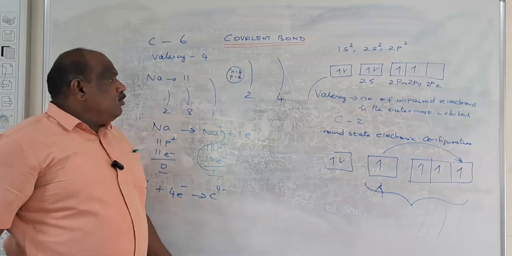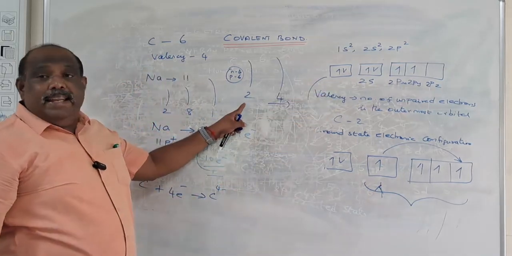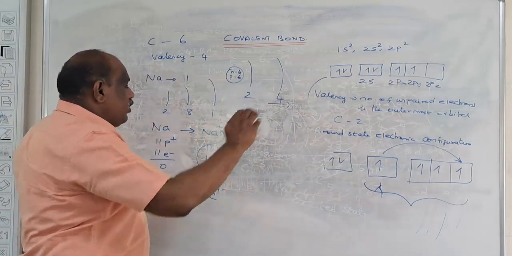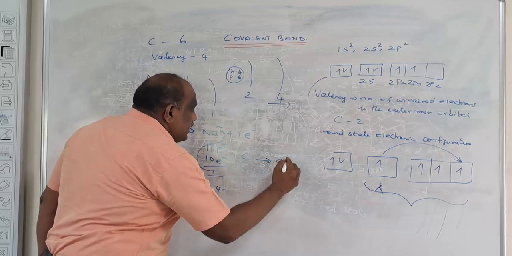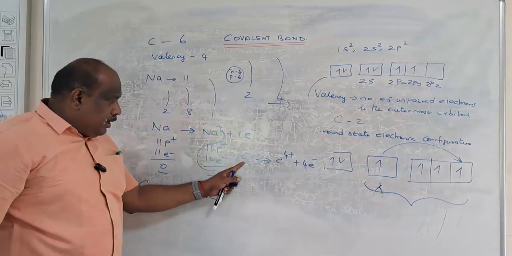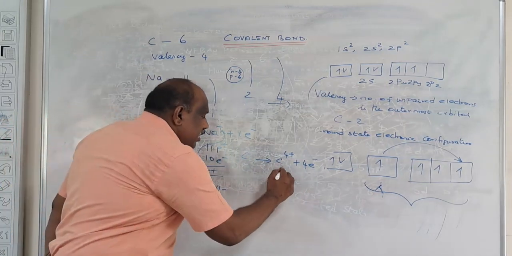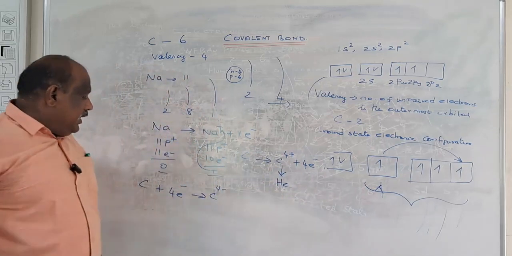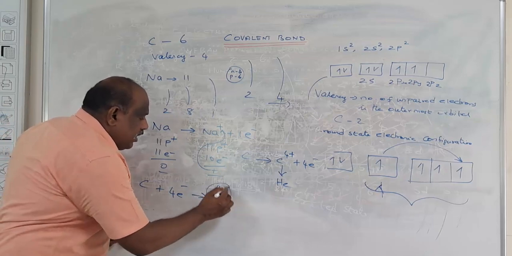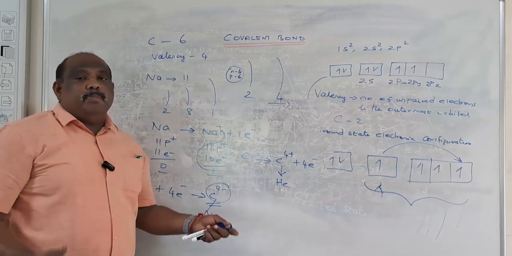You may also ask, sir, why does it have to absorb 4 electrons? Why can't it give away these 4 electrons? It will become like helium, and will also become stable. So carbon can also give 4 electrons: carbon becomes C4 plus plus 4 electrons. Either carbon, by giving away 4 electrons, will become C4 plus like helium, or by absorbing 4 electrons, C4 minus will attain the octet like neon. But these both things are not possible.